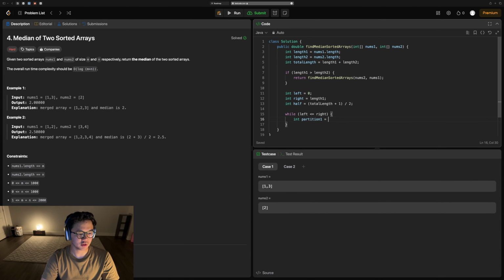And partition 1 equals left plus right minus left divided by 2. So half minus partition 1.